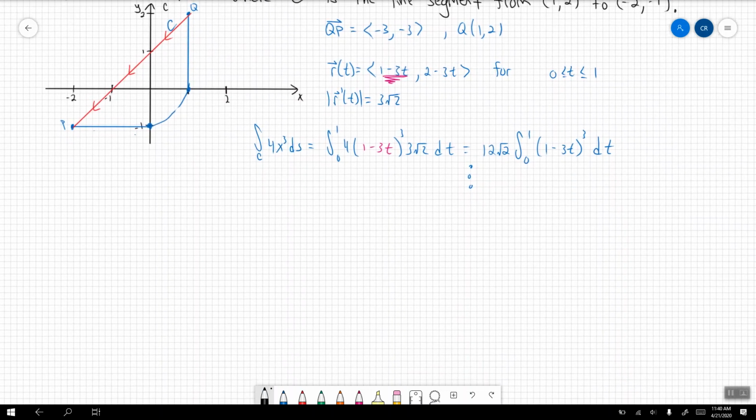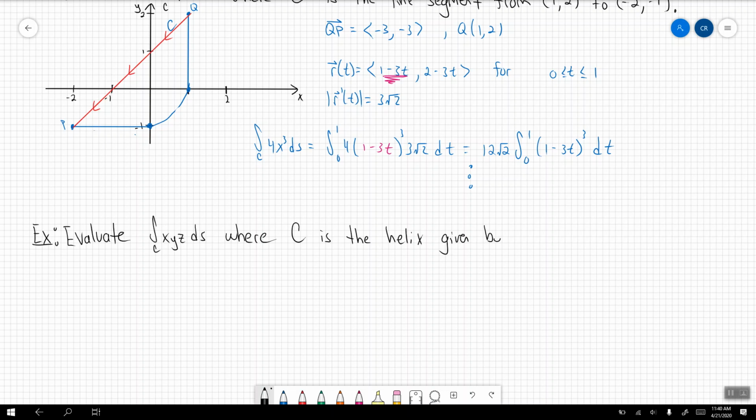All right, so let's go through and try a different example. We want to evaluate the line integral for xyz ds, where the curve C is the helix given by r of t, which is comprised of cosine of t, sine of t, and 3t. And this is going to be where t is bounded between 0 and 4 pi.